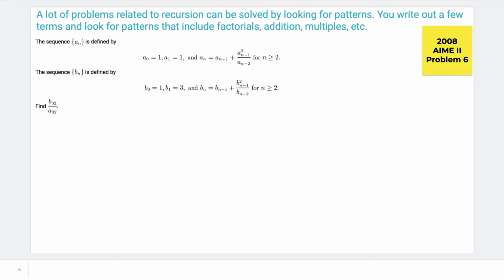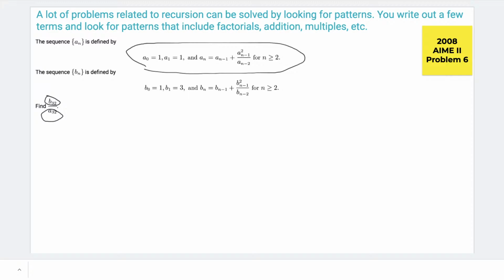A lot of problems in recursion can be solved by looking for patterns. You write out a few terms and look for patterns like factorials, addition, multiples, even Pascal's triangle, which we'll learn in a bit. This is from the 2008 AIME 2 problem 6. The problem says that the sequence a of n is defined by a of 0 equals 1, a of 1 equals 1, and a of n equals a of n minus 1. Instead of actually reading this out, let's try to find some of the terms and look for a pattern, because we want a of 32 and b of 32.